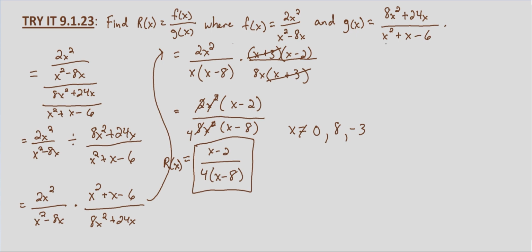Now the original denominator in g of x was x squared plus x minus 6, which factors to x plus 3 times x minus 2. So x technically also cannot equal 2, because that would make the original denominator of g of x undefined. So x also cannot equal 2.